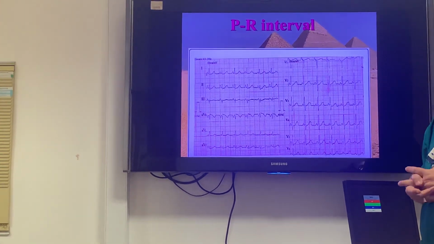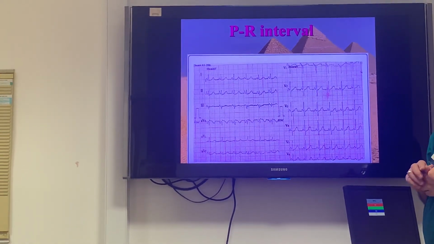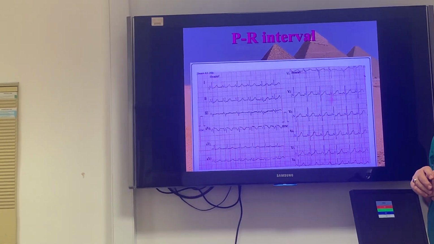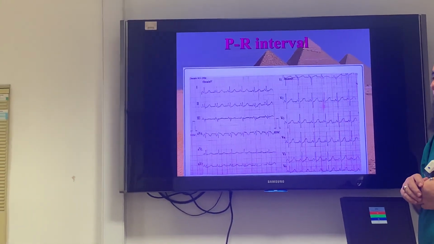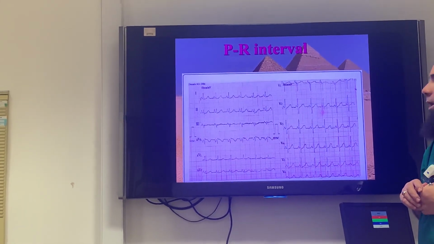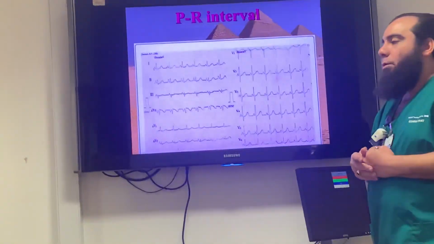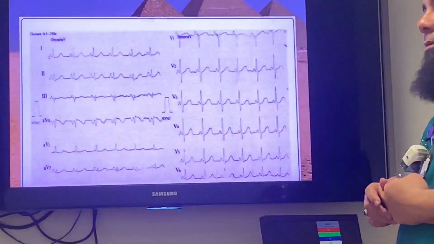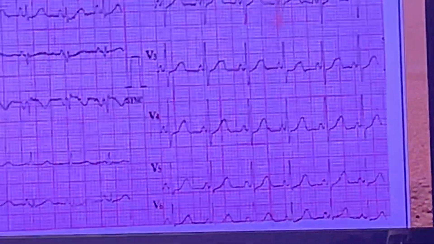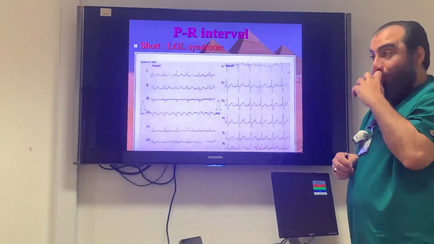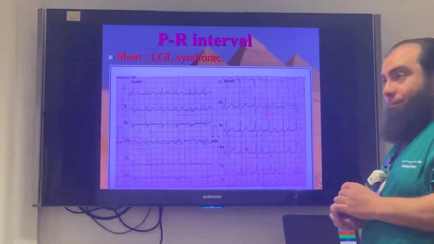Can you see that ECG? Is that short PR or normal PR interval? This is short, yeah. Short PR interval. So is the complex wide? Is there any delta wave? No. So it is WPW? No. So what is this? Yeah, it looks like the P is very tall. LGL syndrome.